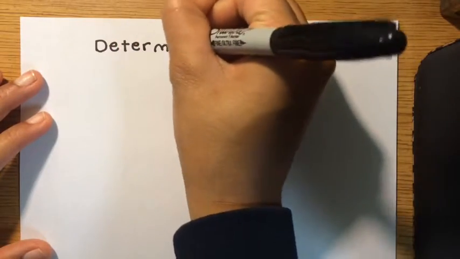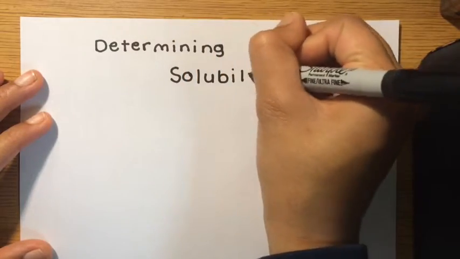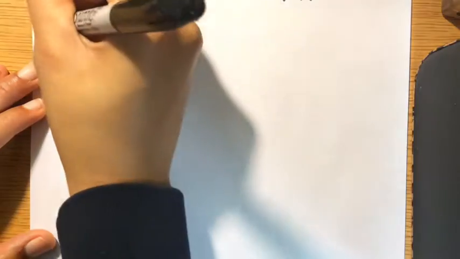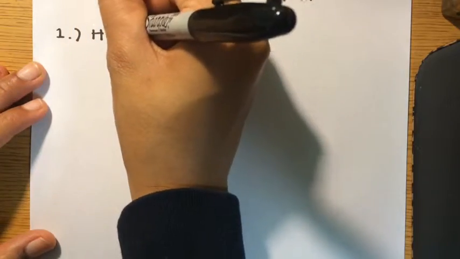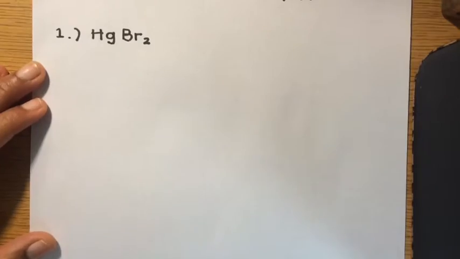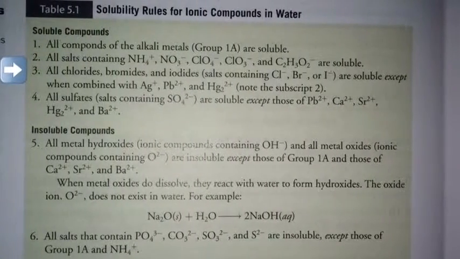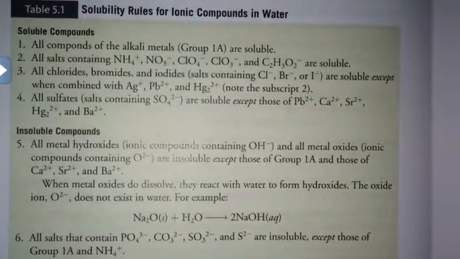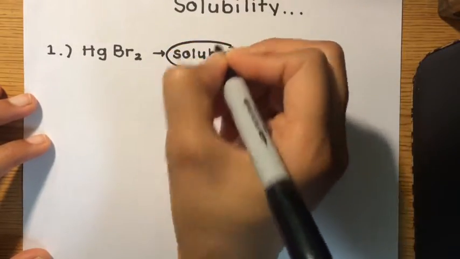Today, we're going to be talking about determining solubilities. Our first example is mercury bromide, as seen as HgBr. And here we'll be looking at solubility rule number 3, that all bromides are soluble. Thus, the answer is soluble.